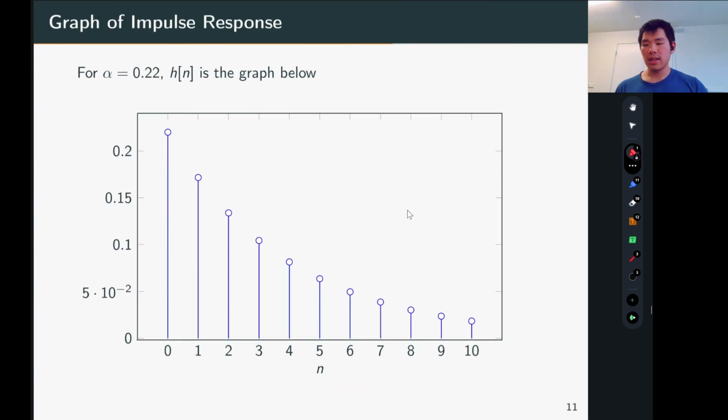So this is an example when alpha is equal to 0.22. The impulse response is graphed below. As you can see, it's a nice exponential curve, and hence the name exponential moving average.